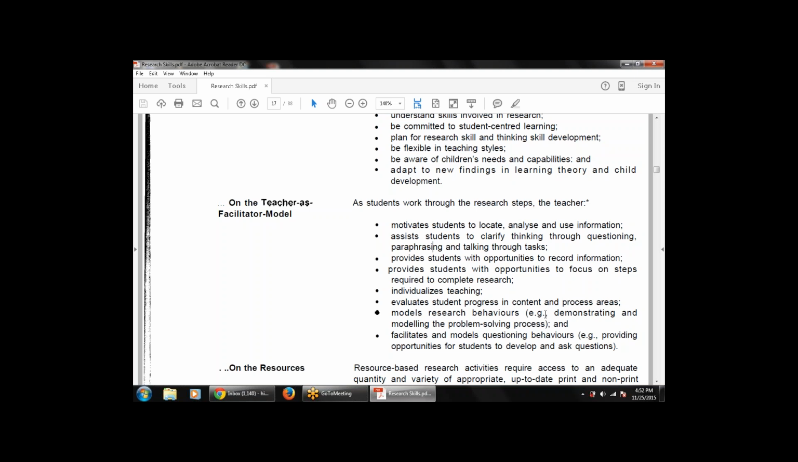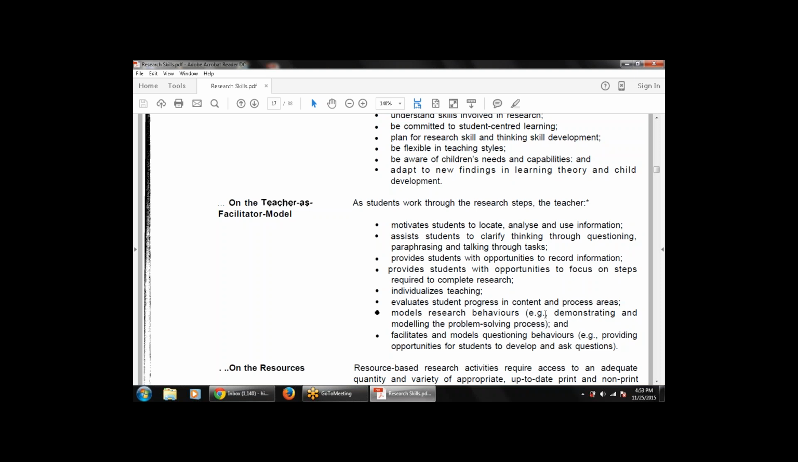That is, you go to this side, you get this information from this side, you search this information from this book. That means guiding the students with the proper opportunities, the knowledgeable things, to focus on the steps required to complete the research. That is, what are the findings and where these findings can be found. Then next is individualized teaching. So there should be individualized teaching.